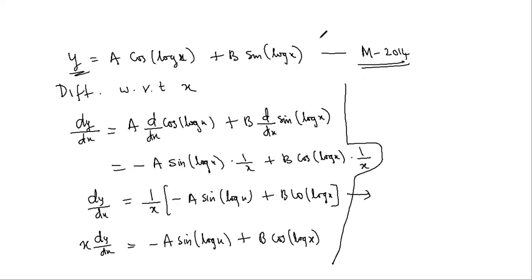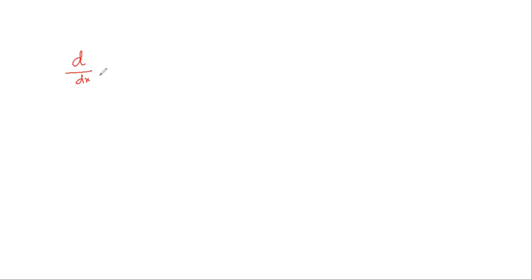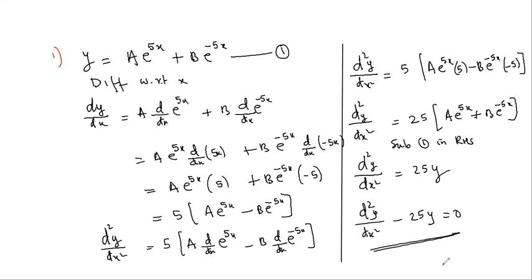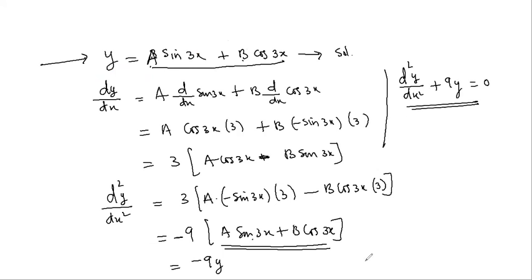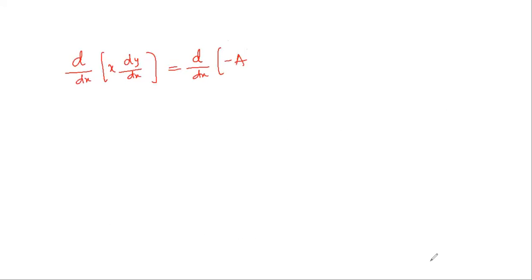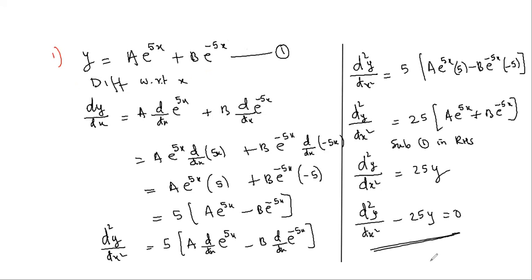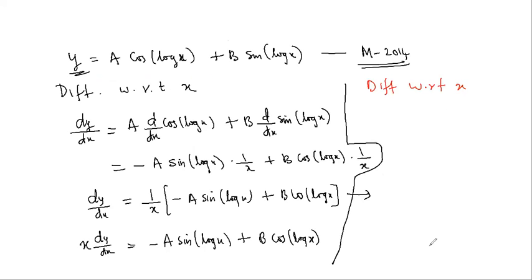Okay. Now tell me, how will I differentiate this one again? Now I'm going to differentiate again. When I differentiate this again, I don't think I have enough space, so I'll change the page. Derivative of x dy by dx is equal to d by dx of minus a sine log x plus b cos log x.